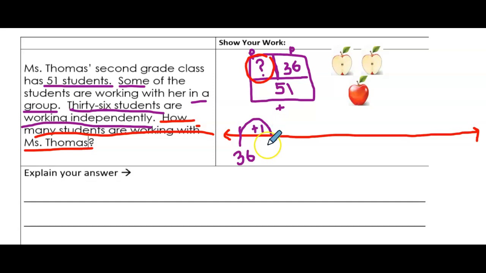36 plus 1 is, that's right, 37. Let's make another jump. 37 plus 1 is, yes, 38. 38 plus 1 is, that's right, 39.